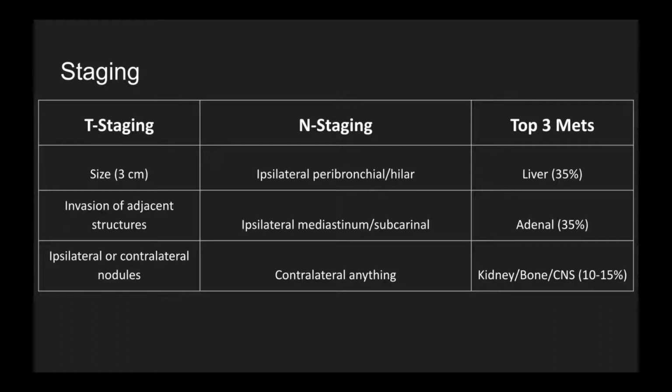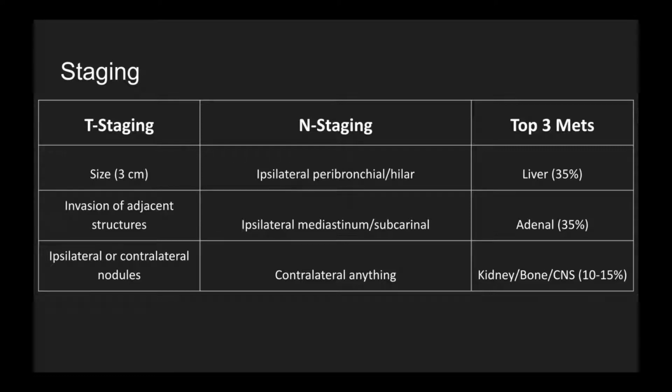Adjacent invasion into the chest wall or mediastinum separates T1 and 2 disease from T3 and 4 disease. Additionally, you want to note if there are any suspicious nodules in the same or other lobes. Regarding nodal staging, you're looking for ipsilateral versus contralateral lymph nodes within the mediastinum and hilum. It's actually worth distinguishing positive hilar nodes from mediastinal nodes. And again, noting the contralateral aspect of things is a very important distinguisher in the nodal staging.